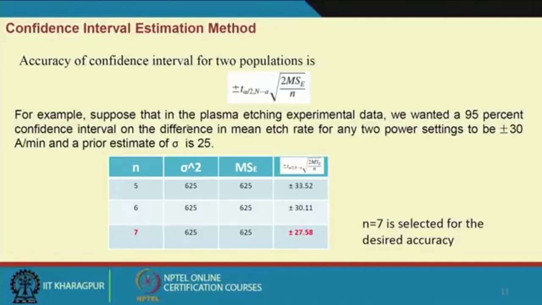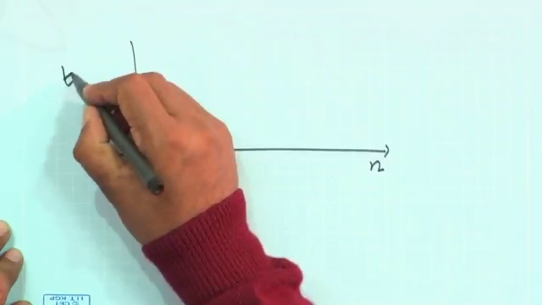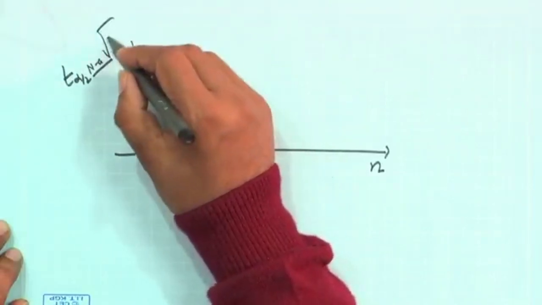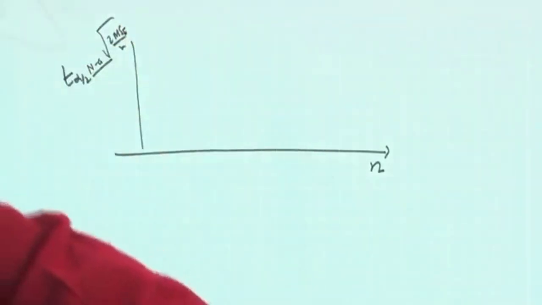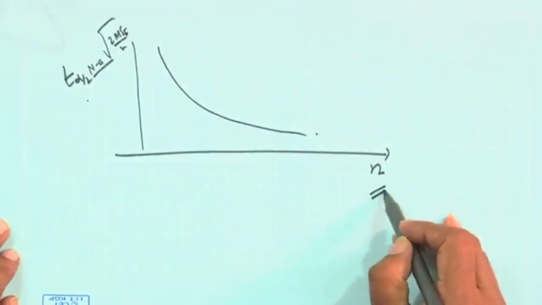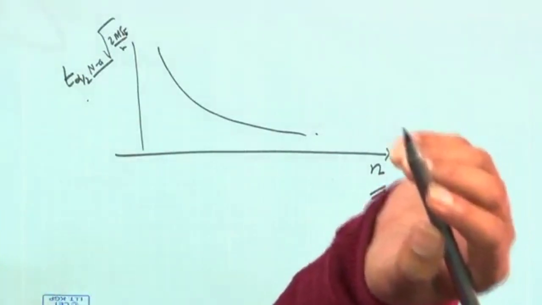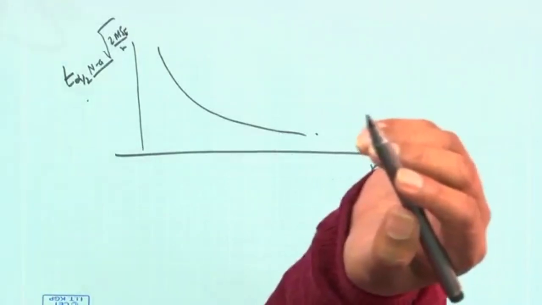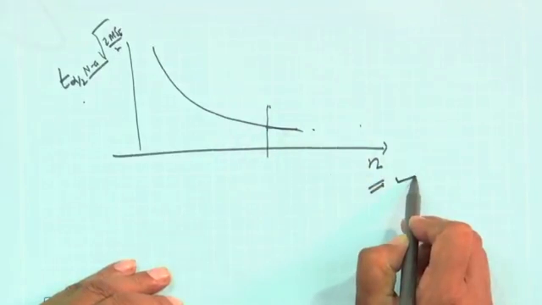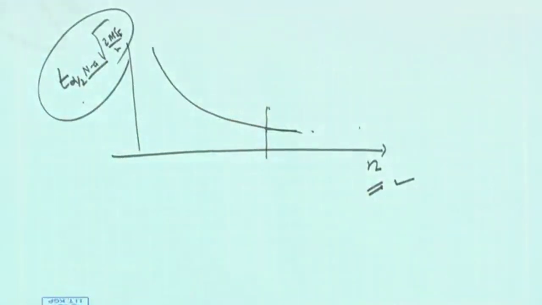Another way, you can have a plot, with n on this side and t alpha by 2, n minus a, times root over MSE by n on this side. If we write like this, you see that this value is gradually decreasing as you increase the value of n. But here we have pre-specified the value 30, so when it becomes lower than 30, you choose that n. If nothing is pre-specified, then you look for when it becomes stagnant, when even if you increase n, this quantity does not change. So, this way you can find out the sample size.